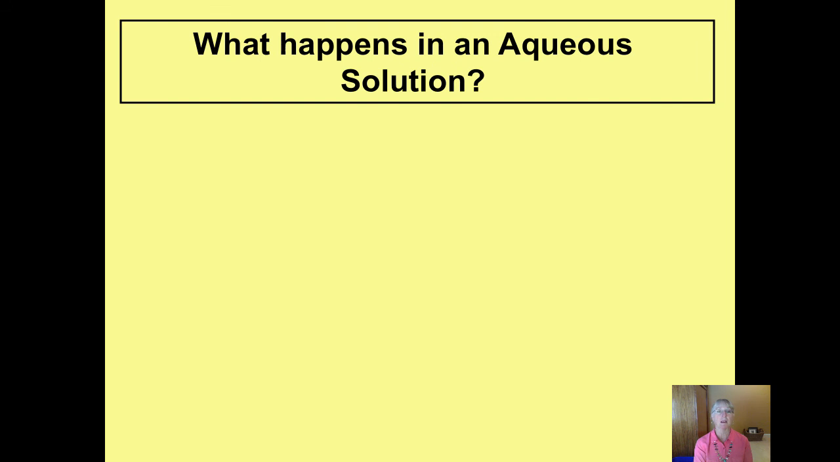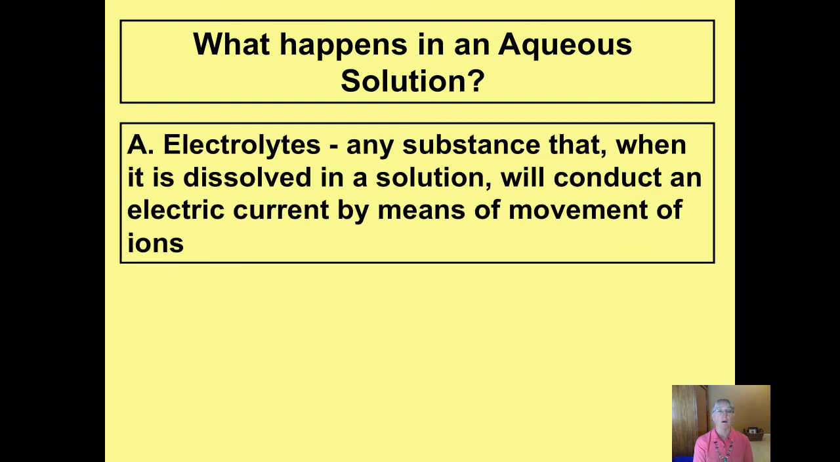Now, what happens in an aqueous solution? Well, what I'd like to do is stop now. We're going to take a look at a demonstration about electrolytes. And the definition of an electrolyte is any substance that, when it's dissolved in a solution, will conduct a current. And that can only happen if there are movement of charged particles or ions.